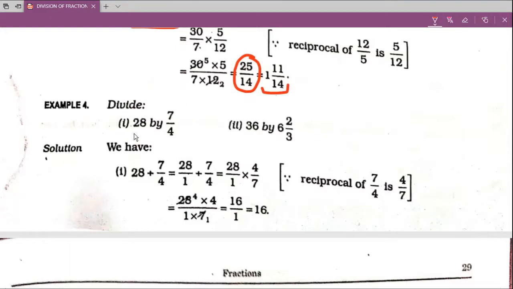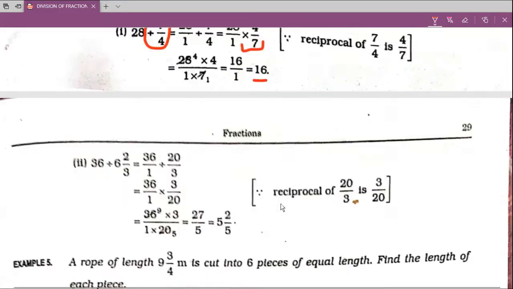Divide 28 by 7 by 4. Here we have 28 divided by 7 by 4. So divided by 7 by 4, we write it as into 4 by 7. This is the reciprocal of 7 by 4. 7 fours are 28 and 4 into 4 is 16. 16 by 1. So the answer is 16.